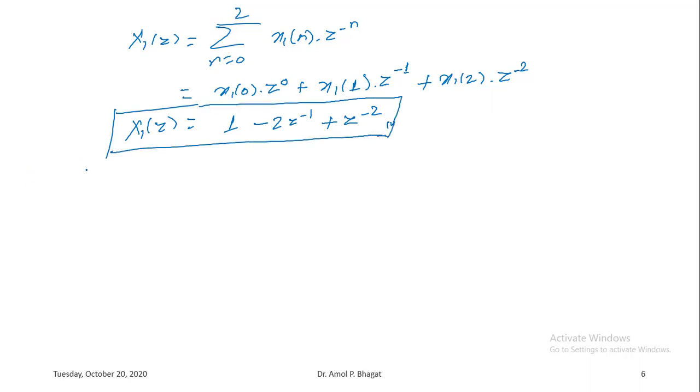Similarly, identify the z transform of x2 of n.